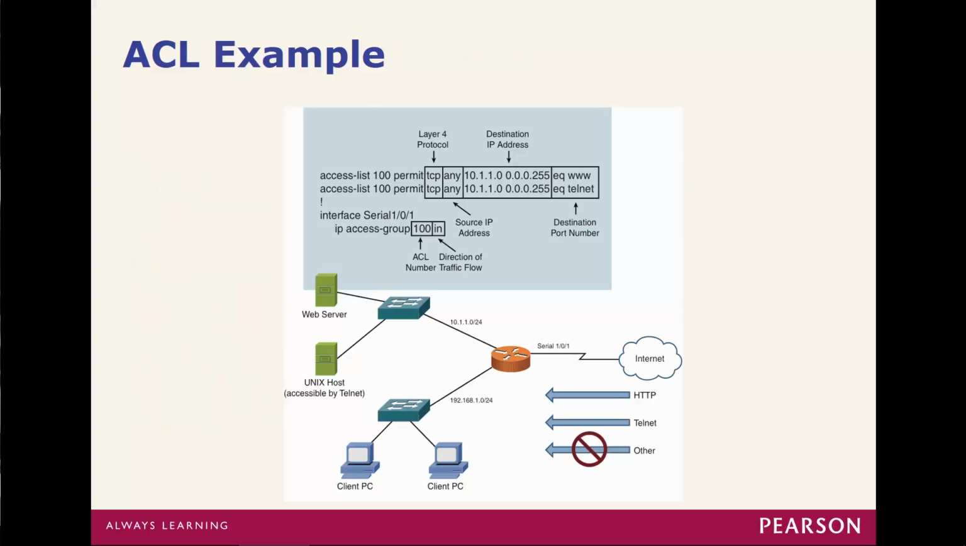Here's an example. Permit the layer 4 protocol TCP with any source IP address going to a specific range of addresses, and we're going to allow both www or port 80 web traffic and telnet, meaning all other ports will be denied. Once we create the access control list, we put it on a router and we say how we want to filter this. Are we going to filter this coming into the router or leaving the router?